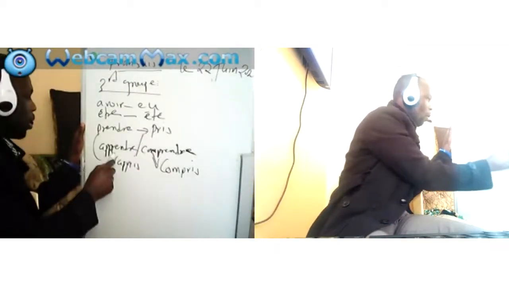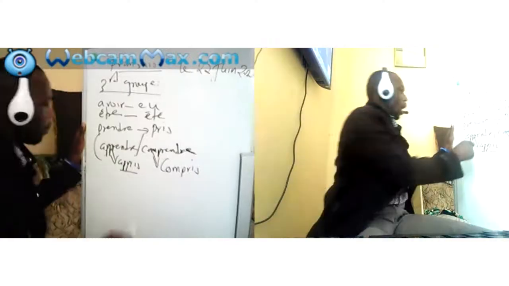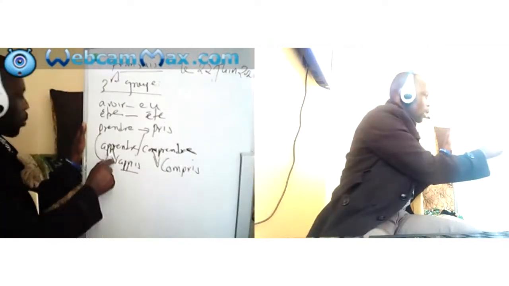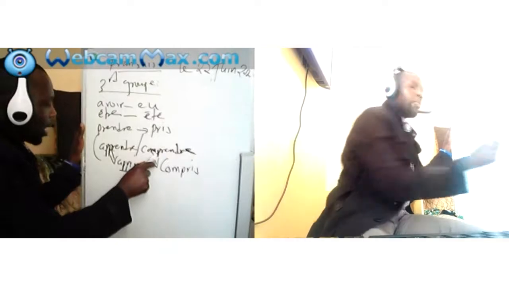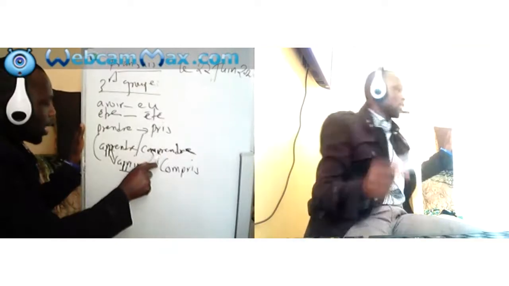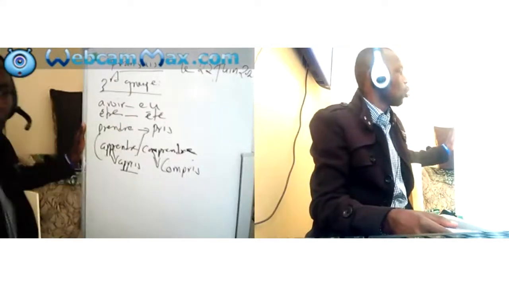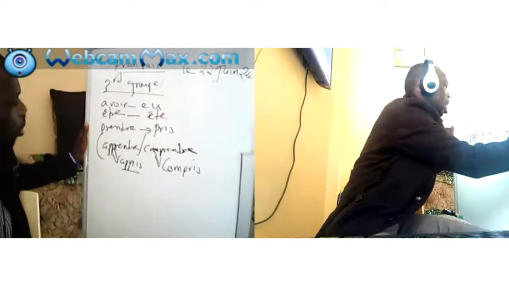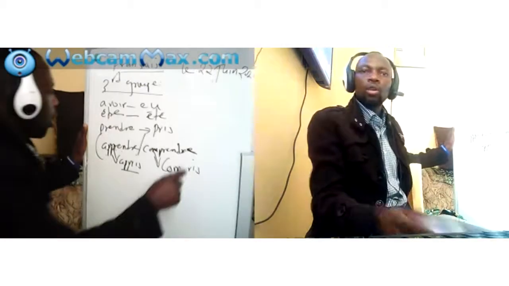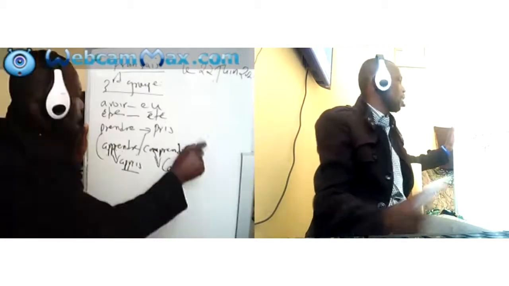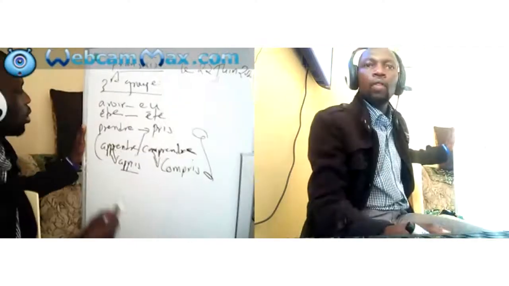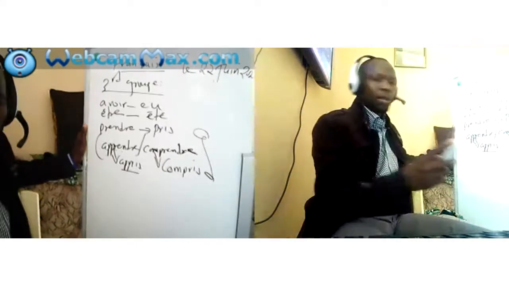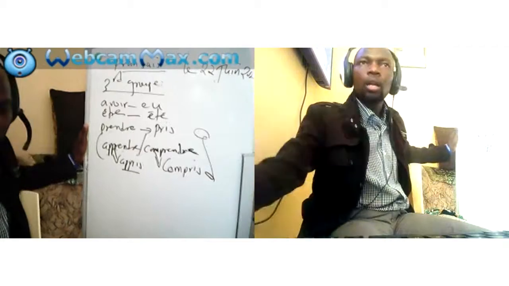So we say pris, we say compris, understood. We say appris, learned. Apprendre is to learn. Comprendre is to understand. So compris is the past participle. Appris is the past participle of the verb apprendre. Then pris is took. So I believe you can use those verbs because all of them take the verb to have. So in this case, they also take the verb to have to form the past, the passé composé.